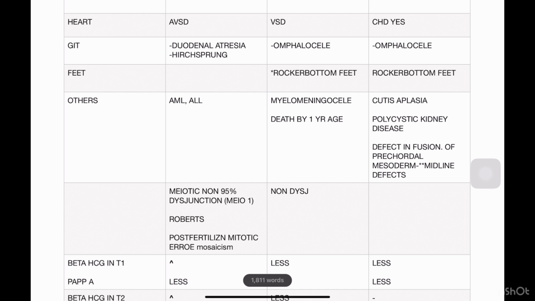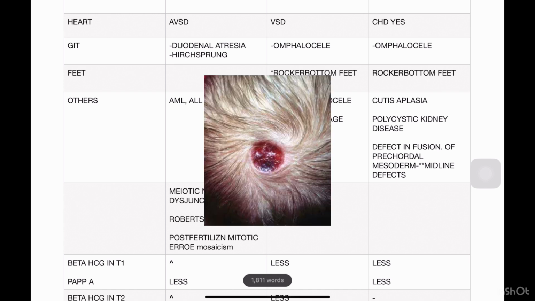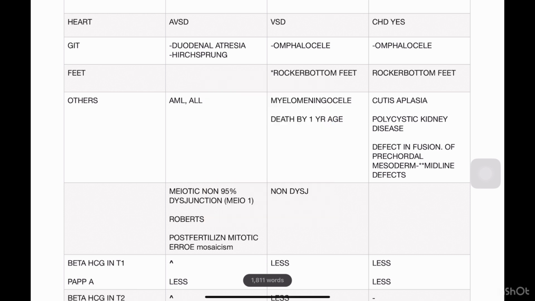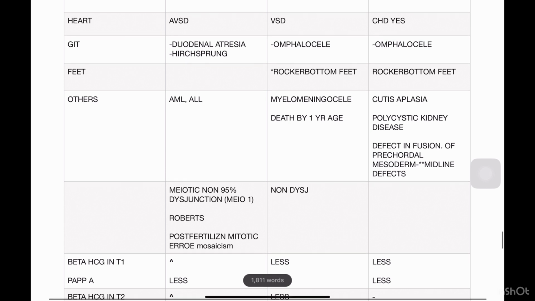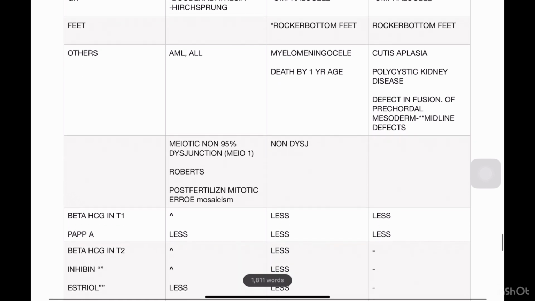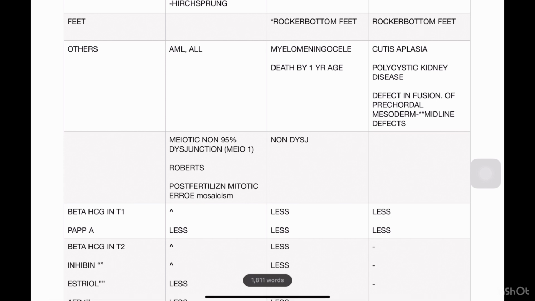In Patau, they can present with cutis aplasia. That means a portion of the scalp can go missing. It can just not be there. They can have polycystic kidney disease. There can be a defect in diffusion of precaudal mesoderm. That means the thing that you have to remember is that there are midline defects, and this is where holoprosencephaly also comes from. So the reason why these trisomies can happen is very likely due to meiotic non-disjunction.